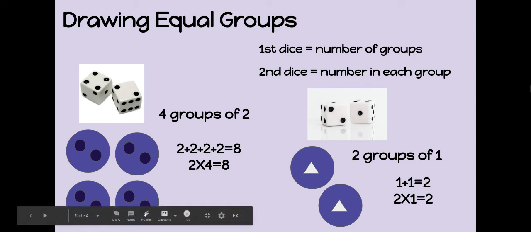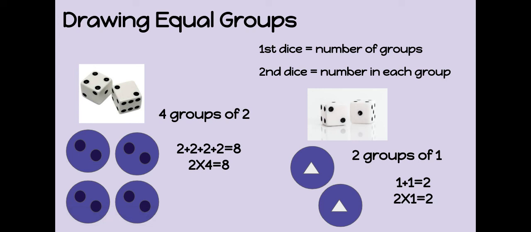So again, if you want to try this on your own, you can roll 2 dice. The first one's going to tell you the number of groups. The second dice is going to tell you how many is in each group.